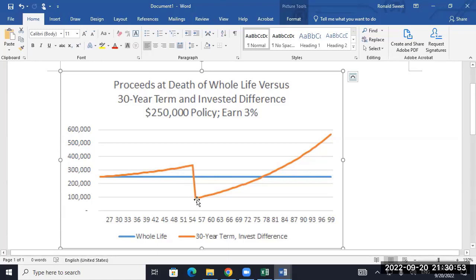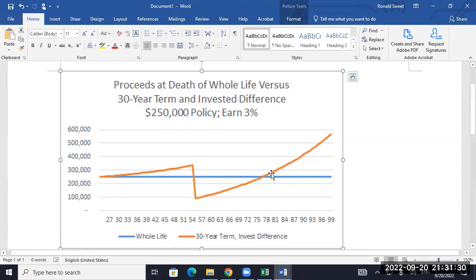What happens at age 54? Term insurance expires. So what do you have left there? You just have whatever your portfolio is. Now, the nice thing is going forward, you're not investing just the $200. You're also investing the $50 you're paying for the term. So you have that extra amount to invest, but it's going to take you a while. So if you die at age 60, the whole life is going to pay you $250,000. If you bought the term, you no longer have term insurance, so you don't get anything from your insurance company, but you've got about $100,000 saved up.